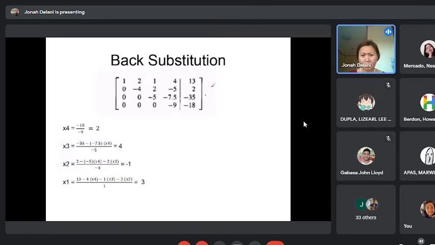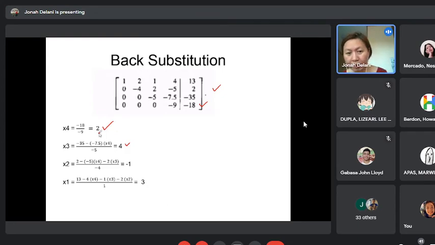Mauna siya, di ba, ang upper triangular matrix. So if I look at this part here, I can right away solve for x4. Kung naana ko yung value sa x4, I can now solve for x3. Di ba? Look at the formula for x3.